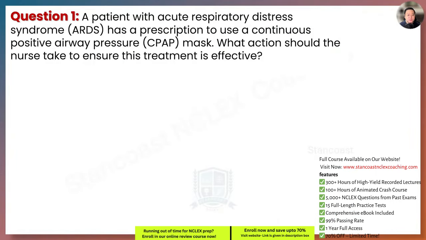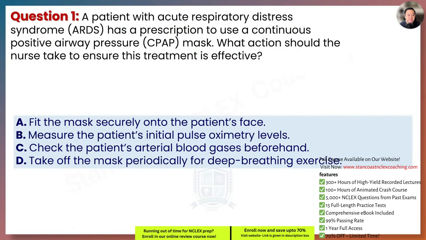A patient with acute respiratory distress syndrome has a prescription to use a continuous positive airway pressure mask. What action should the nurse take to ensure this treatment is effective? Options: A, fit the mask securely onto the patient's face. B, measure the patient's initial pulse oximetry levels. C, check the patient's arterial blood gases beforehand. D, take off the mask periodically for deep breathing exercises.